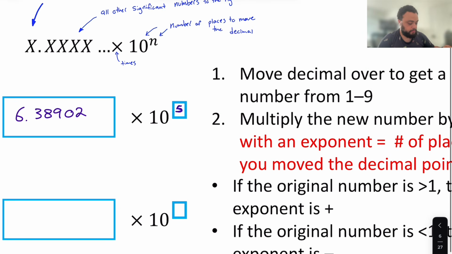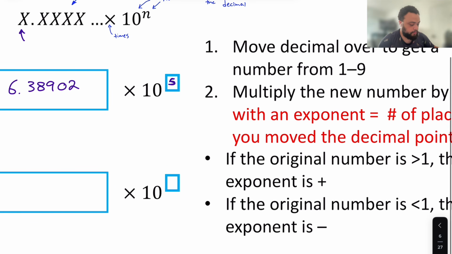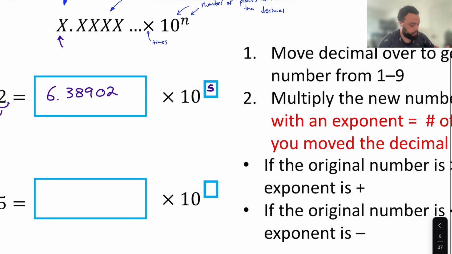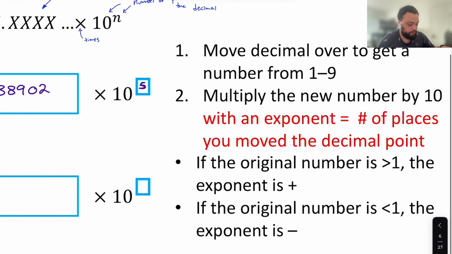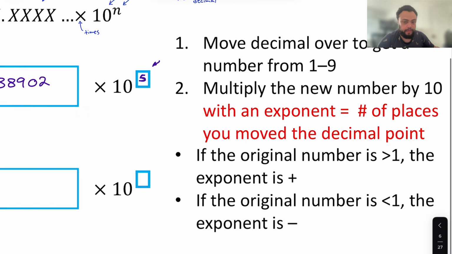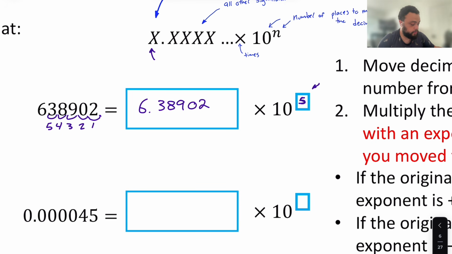So we're going to move the decimal over to get one number by itself. We'll then multiply that new number, 6.38902, instead of 638,902 with the decimal at the end, by an exponent. The exponent number is going to be the number of places that you move it. If the original number is greater than 1, and this number absolutely is, much larger than 1, you are going to have a positive value in the exponent.